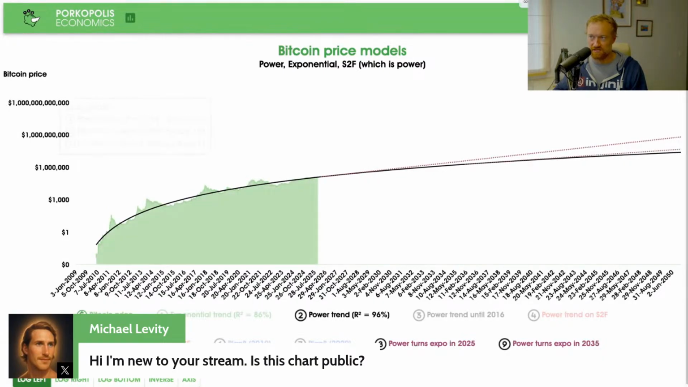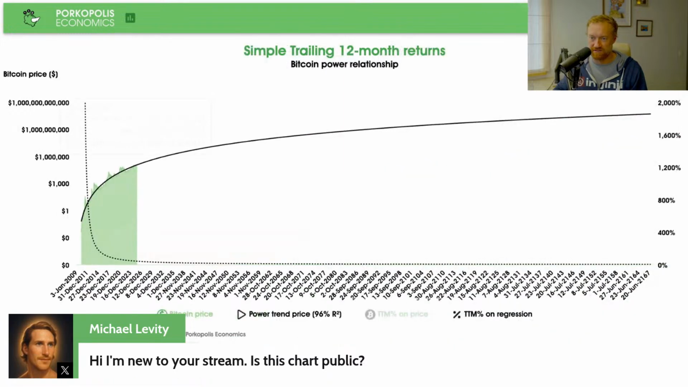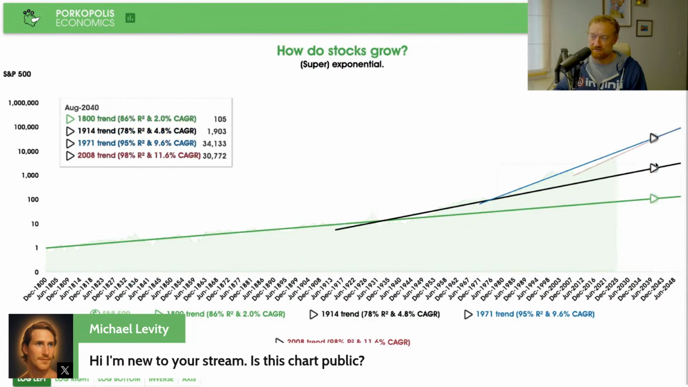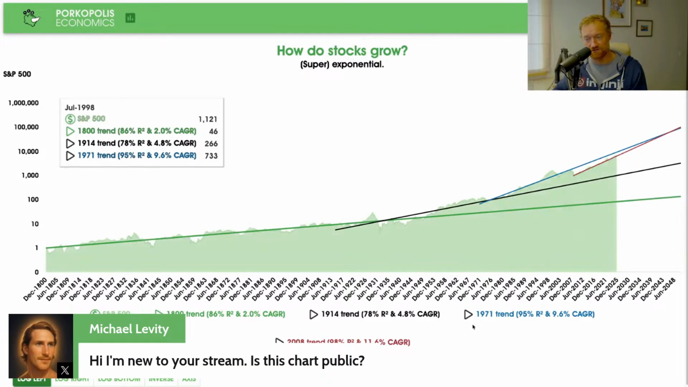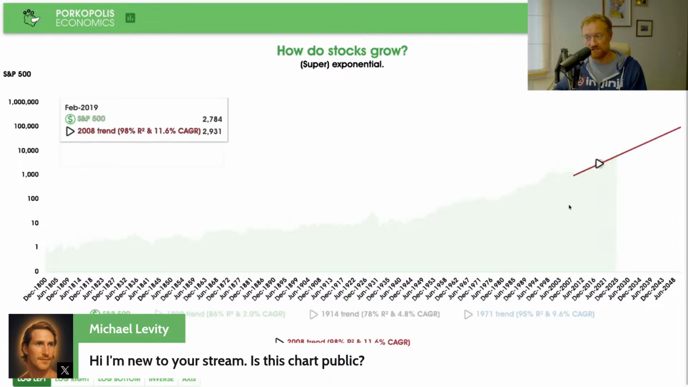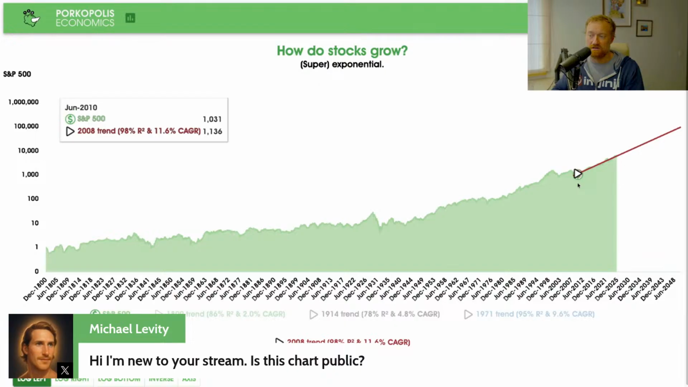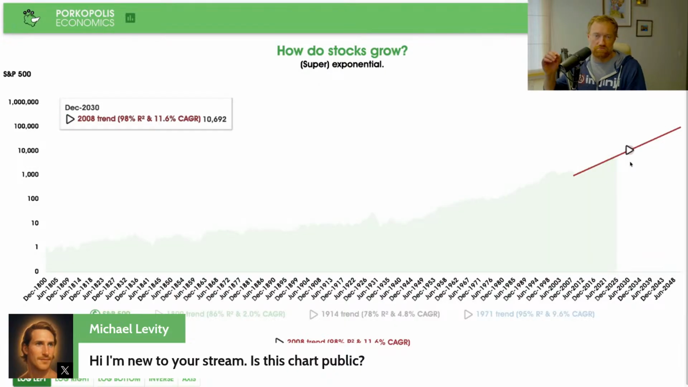So I haven't fleshed out the thesis, but you guys tell me what you think. The stock market over the last 15 years has gone 11.6% on a trend. It's right here. By all indications, we might have a crisis, and then we print more money, and we go even faster because of the money printing. So let's just leave it here. Let's say it's 11.6% for a long time.